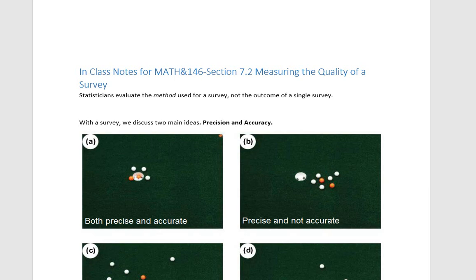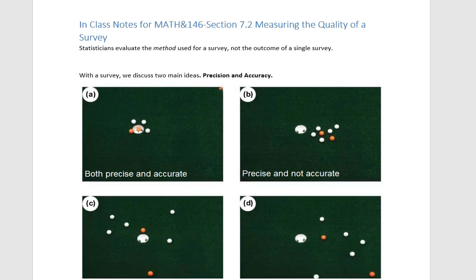All right, so section 7.2 is going to be measuring the quality of a survey. When we're measuring the quality of a survey, what science is all about is the ability to replicate, right? So we're not looking at just the one survey we do, we're looking at what if we did the survey over and over and over again. Would we get the same results? When we're looking at a survey, we're going to be talking about two main ideas. One is precision and the other one is accuracy.